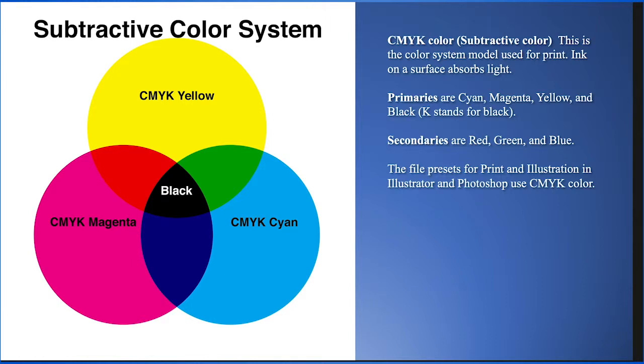Notice that when you add together the magenta and yellow, it makes a red, but it's not as strong as the red for additive color. When you add together the yellow and the cyan, it makes a green, but it's not as strong or saturated as the green that you get in additive color. And the cyan and magenta added together make a blue, but it is not as strong or as saturated as the color in additive color.